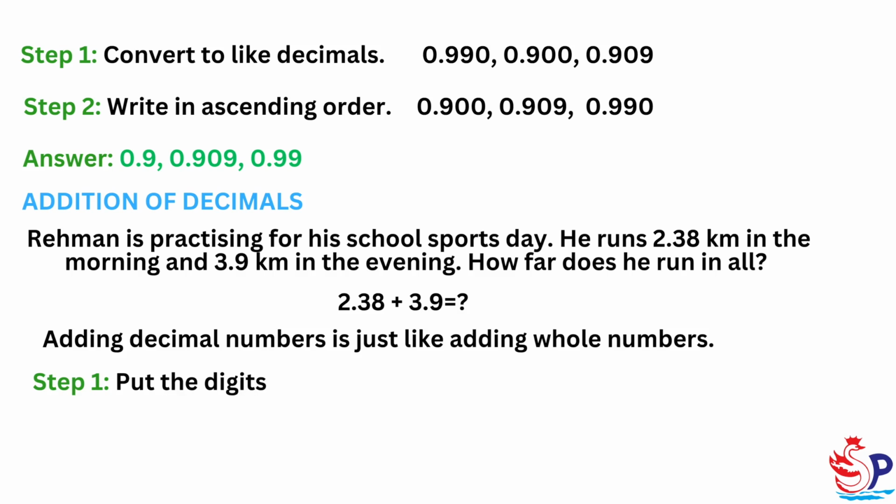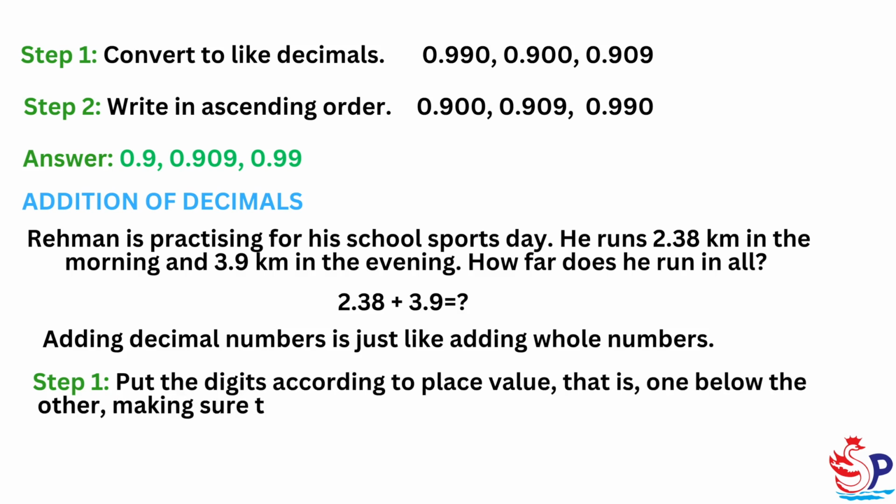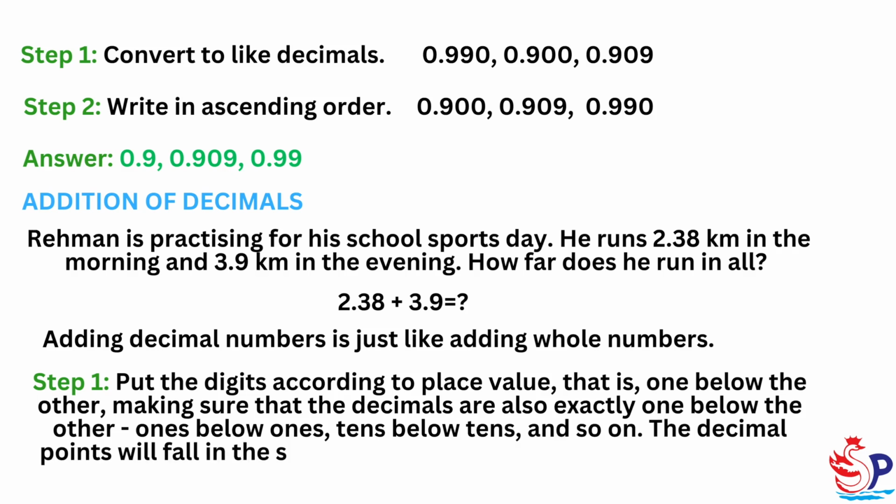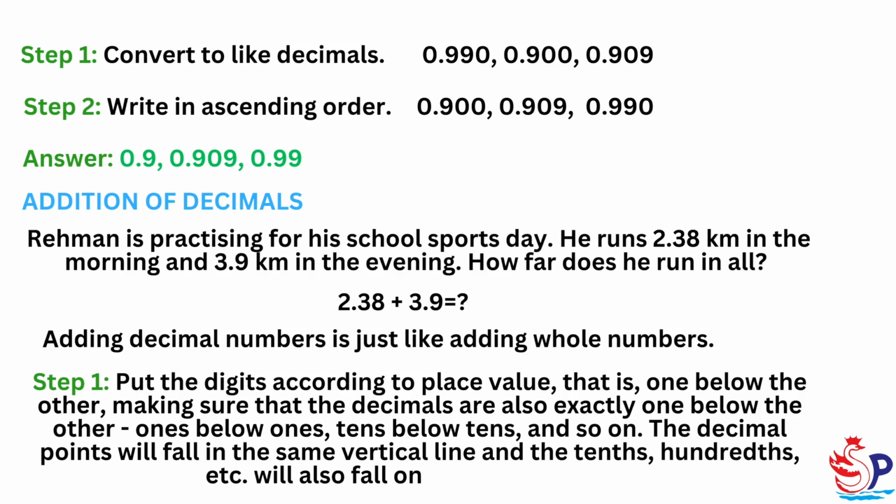Step 1. Put the digits according to place value, that is, one below the other, making sure that the decimals are also exactly one below the other. Ones below ones, tens below tens, and so on. The decimal points will fall in the same vertical line and the tenths, hundredths, etc. will also fall one below the other.